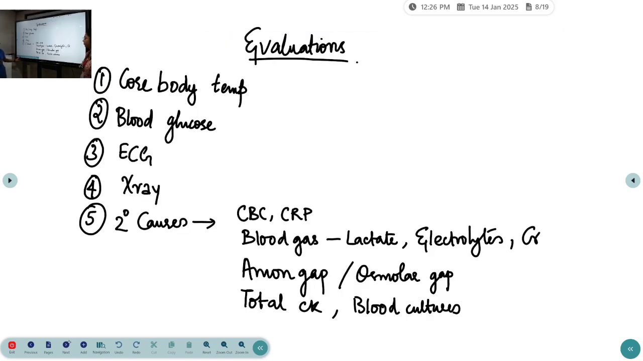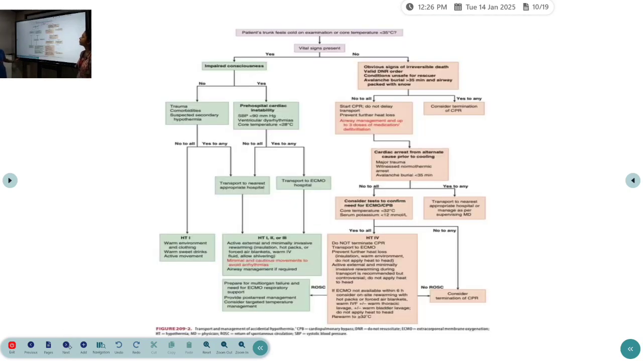So then when a patient comes to our ER, we have to classify. Initially we look for the vital signs. If the vital signs are present, then we look for the consciousness. If consciousness is preserved, then you will term it hypothermia class 1. Even if the consciousness is preserved but the patient has a history of trauma, if there are major comorbidities, or if there is any suspected secondary cause of hypothermia, we will put them under hypothermia class 2. If the patient's consciousness is impaired, then straightaway it will come under hypothermia class 2.